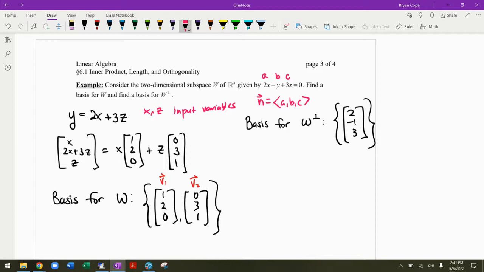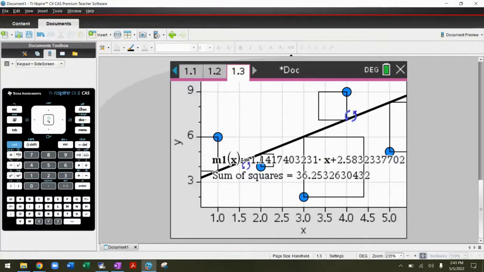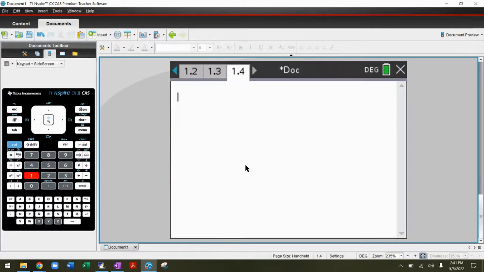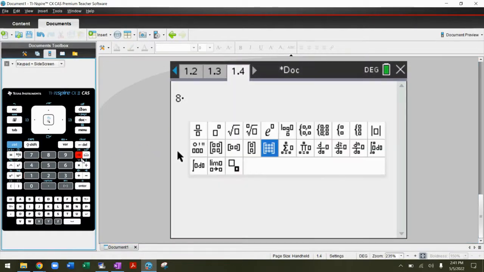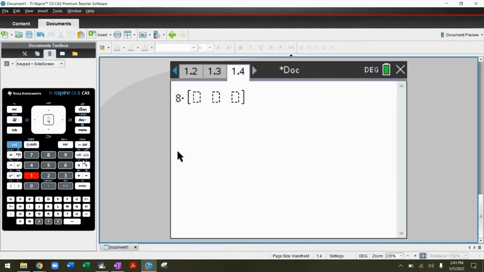So let's take a linear combination of the things in W and make sure that it is indeed orthogonal to the basis of W perp. All right? So we'll take another weird combination like 8 times the first vector, which is a 3 by 1. Oops, that's not a 3 by 1, sorry.